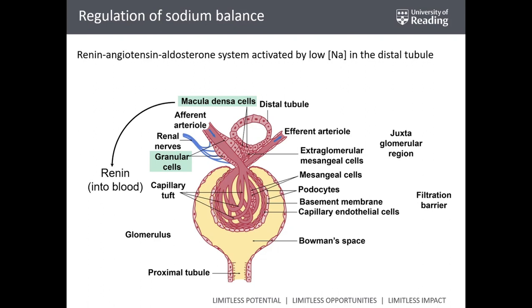Renin is produced by the macula densa cells, yeah, these cells here. Probably I should do it in yellow. Macula densa cells.